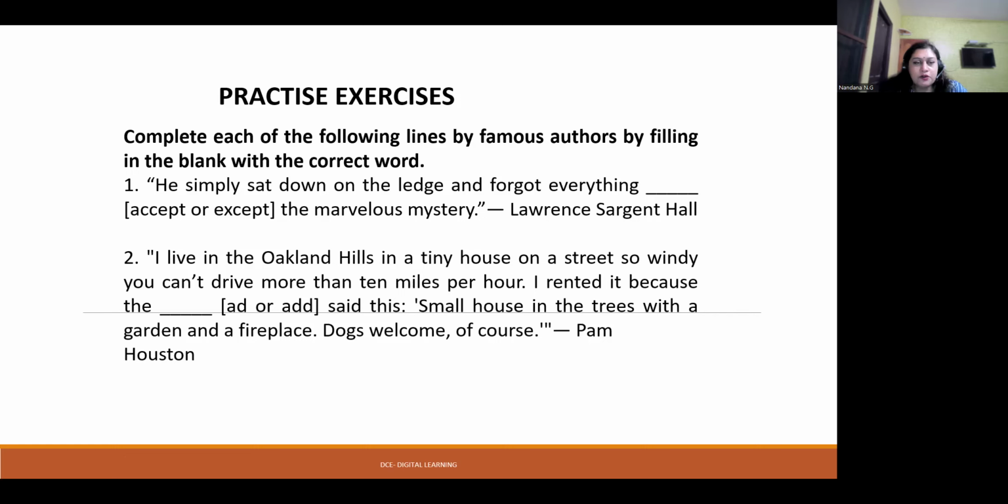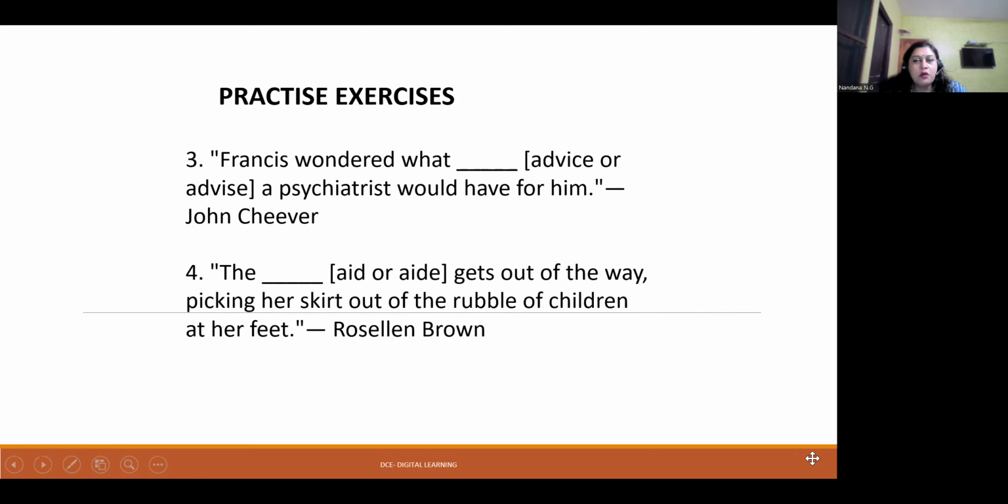The answers can also be downloaded from the study material pertaining to the same session. Francis wondered what advice, A-D-V-I-C-E, a psychiatrist would have for him, by Jean Shiva. The aid gets out of the way. A-I-D. Aid refers to the person who is helping. Aid gets out of the way, picking her skirt out of the rubble of children at her feet, by Rosalind Brown.